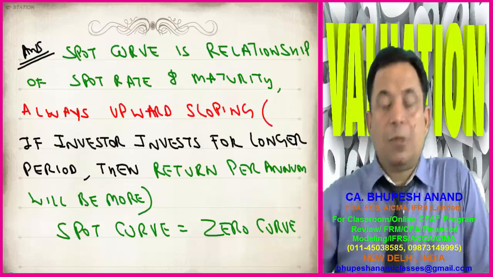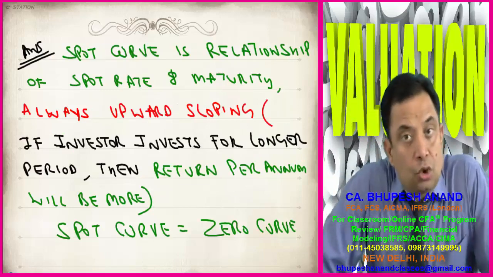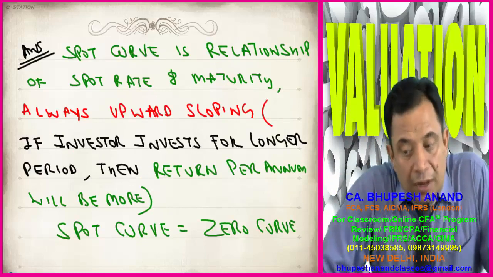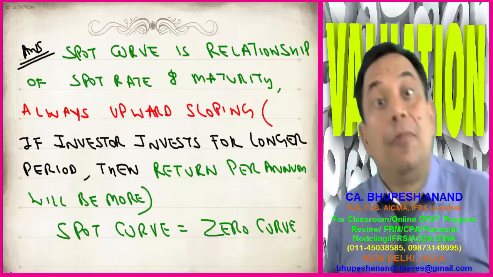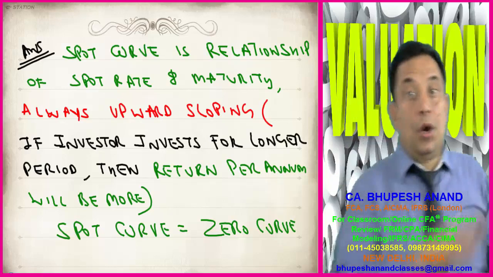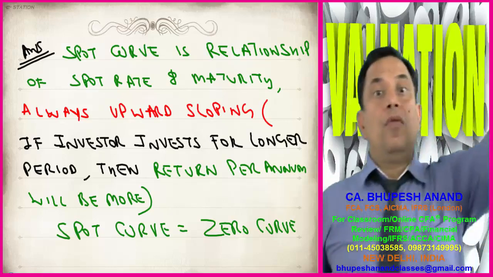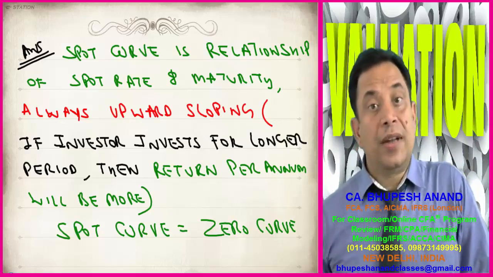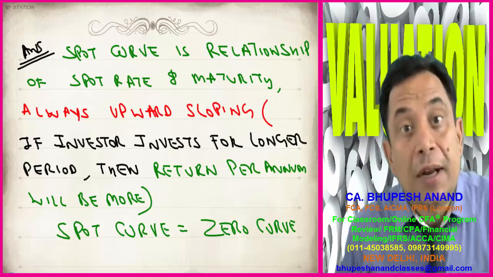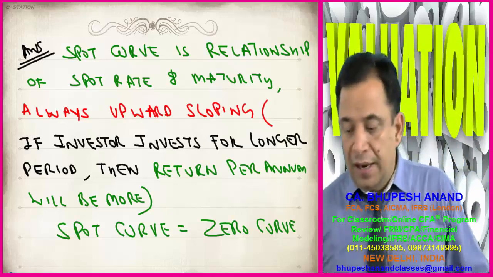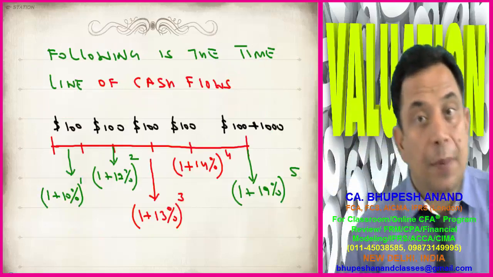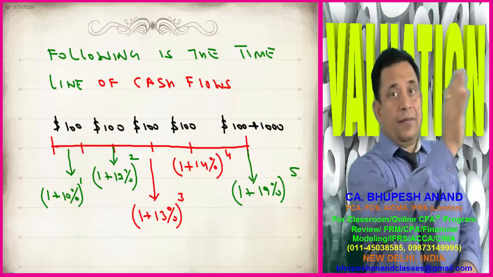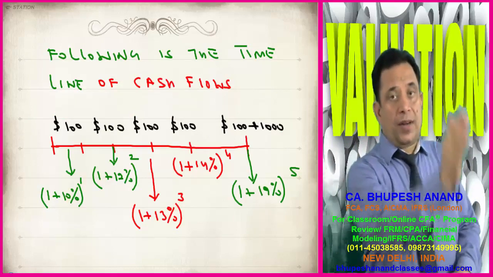Please write down the first point, spot curve. I have just told you what is the meaning of spot curve. It is a relationship of spot rate and maturity. It is always upward sloping because the longer the maturity, the higher the spot rate. It is also named as the zero curve because we are calculating for zero coupon bonds. So I have prepared a timeline for you, where the face value, coupon rates, and different spot rates are given to me.